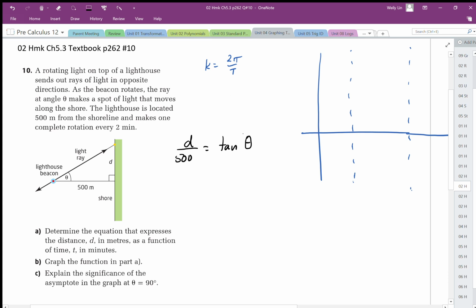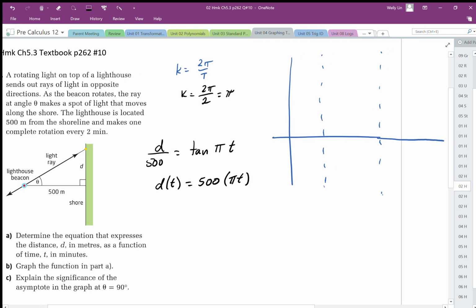So we need to change our period here to 2 minutes. So the k value then is going to work out to be 2 pi over 2 minutes, which we'll just say is pi. So then to get the time, we're going to change this into pi times t. And that will give us our angle. So at 2 minutes, we're going to be 1 full circle, or 2 pi. So that's our expression. We're going to then solve this for d, and make this a function of time. So it's going to be d = 500 tan(pi t) as our function.